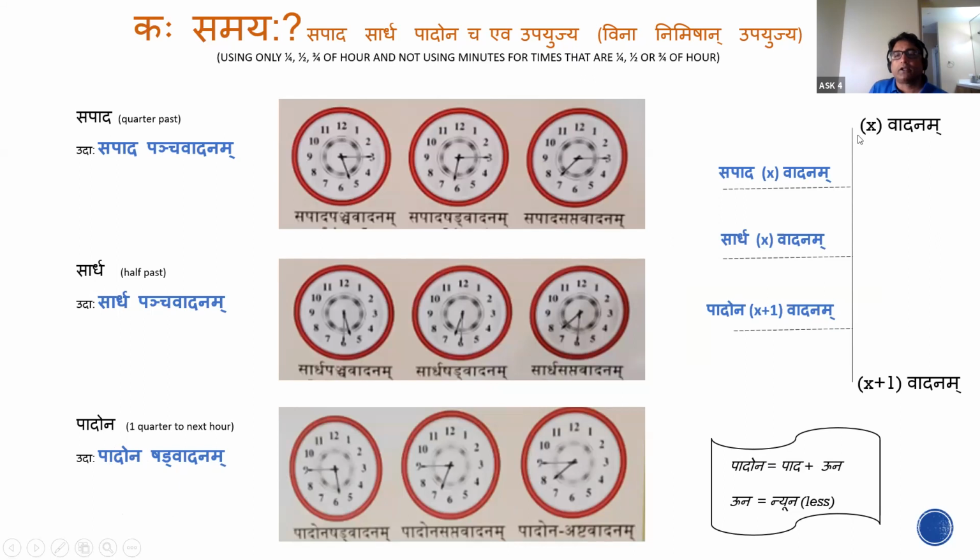That's what I showed here symbolically. This is not a straight line, it will be like a curve, but you just understand. Let's say X is Panchavadanam. So 5:15 is Sapada Panchavadanam. 5:30 is Sartha Panchavadanam. Now 5:45 is not pancha, it is X plus 1, Shad, right? Padona Shadvadanam. That's it. There's nothing more.